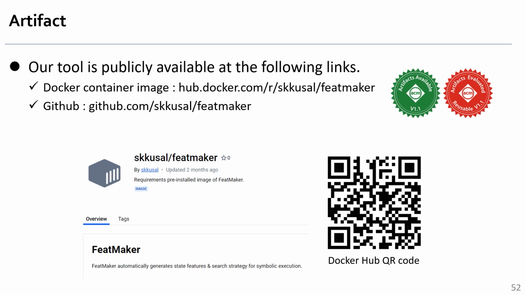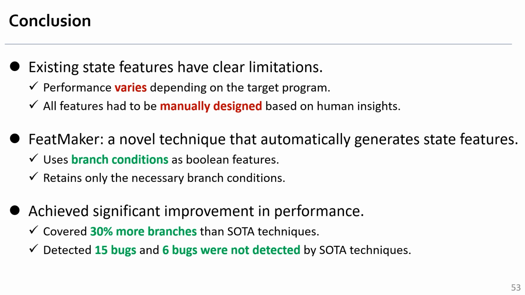And for the conclusion, existing state features for search strategies have obvious limitations. Their performance varies depending on the target program, and all state features had to be manually designed based on human insights. So to mitigate those limits, we suggested FeatMaker, a technique that automatically generates state features using branch conditions. And our technique was experimentally verified with significant improvements in both coverage and bug finding. This is the end of my presentation, and thank you for listening.